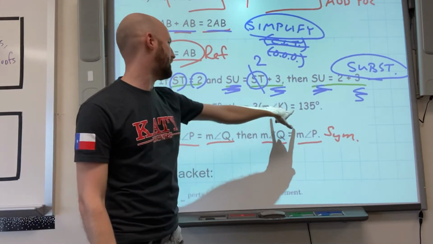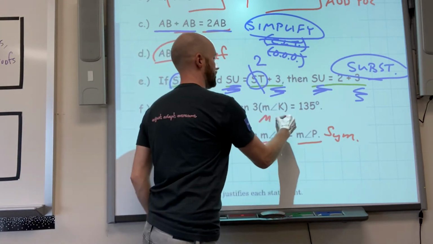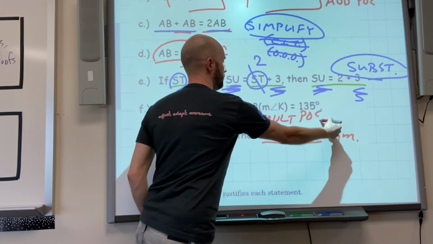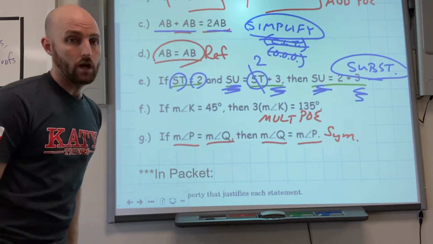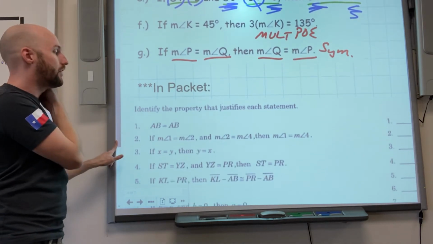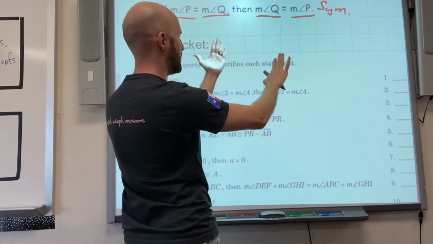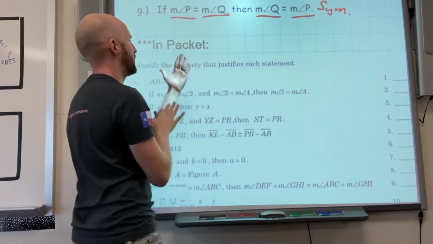Here it looks like they multiplied both sides by 3, so multiply POE, okay? So if you would like to check in the packet, there is kind of on the same page. I think it's actually, if you open your book, the ones we just did a minute ago with the algebra, this is over here on the left page.